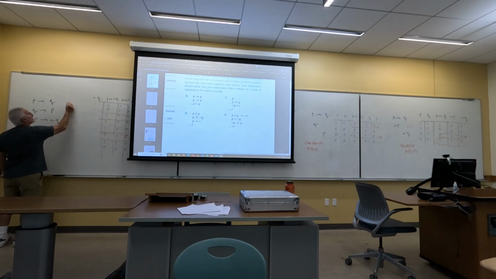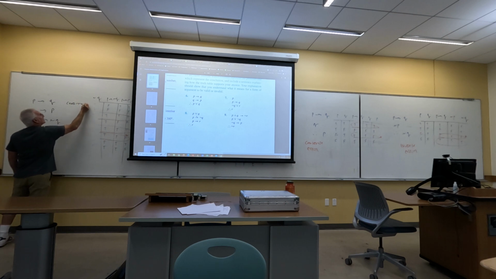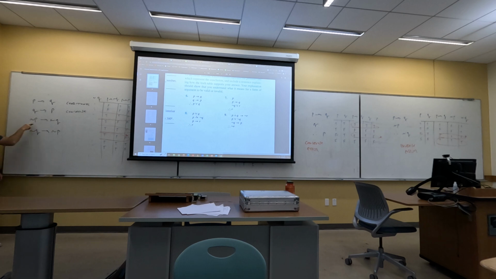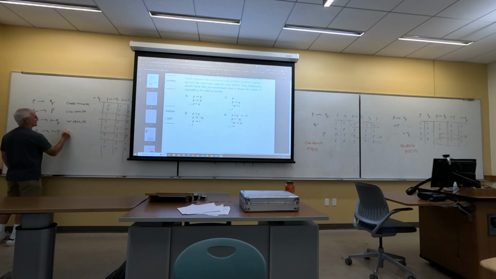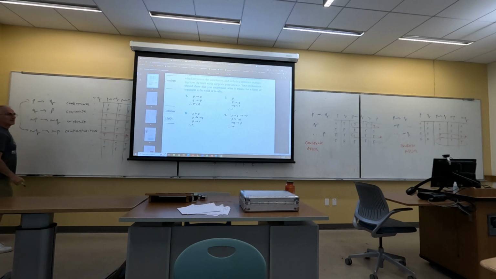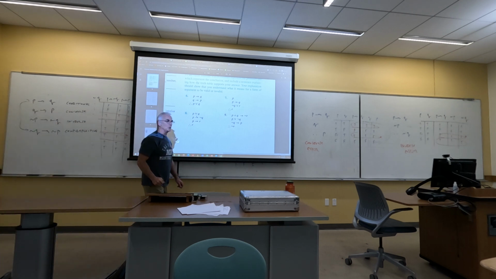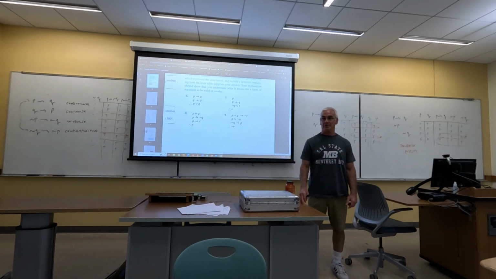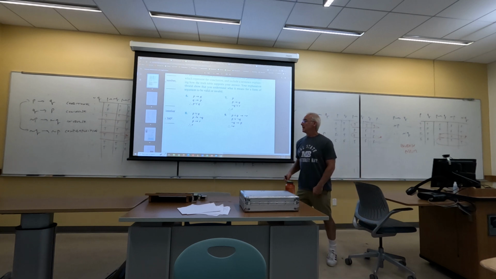This is called the conditional. This is called the converse. This is the inverse. And that's the contrapositive. We did this last time, and I said, these two go together. If P happens, Q is guaranteed to happen. Q didn't happen, therefore P did not happen either. That's the contrapositive. They go hand in hand.